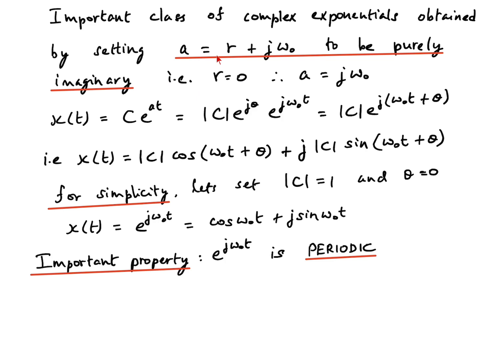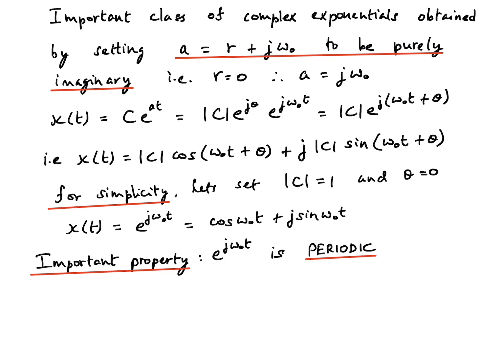Now, the first case that we saw, when we set r equal to 0, is an important class of complex exponentials which will be used throughout this course in many of the tools that we are going to use for analysis. Some of the mathematical tools that we use for the analysis of signals and systems and in signal processing use these complex exponentials where the parameter a is purely imaginary. That means we set r equal to 0, so that gives us a equal to j omega naught, and we've seen what happens to that complex exponential.